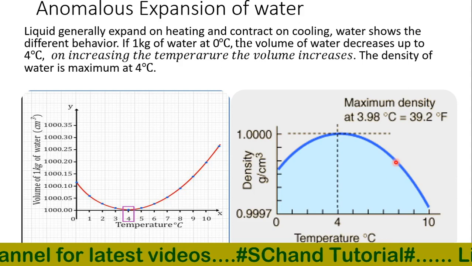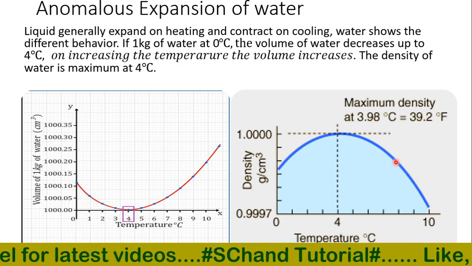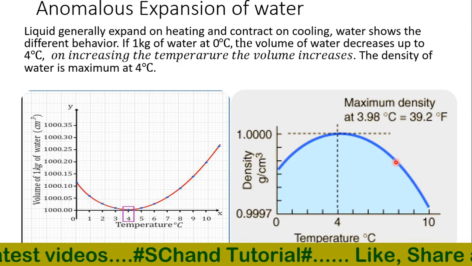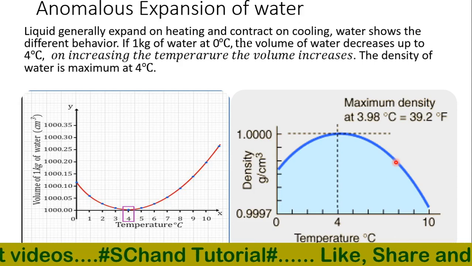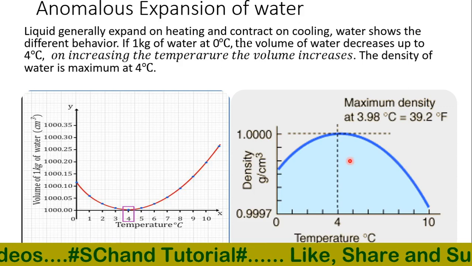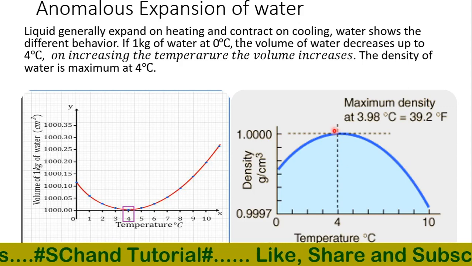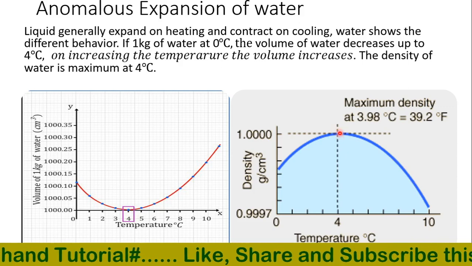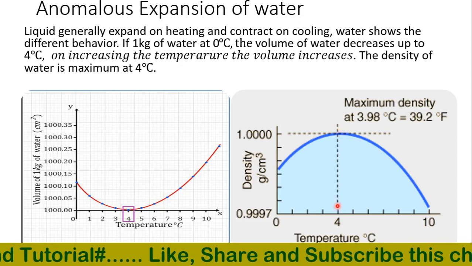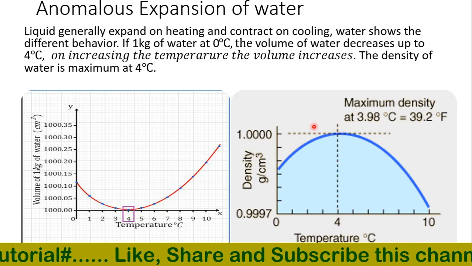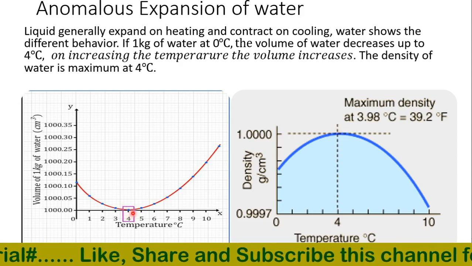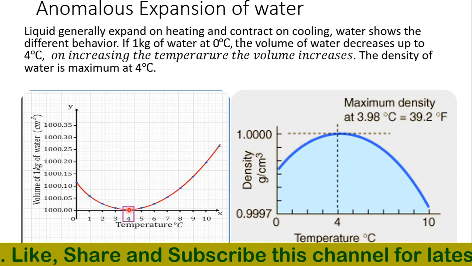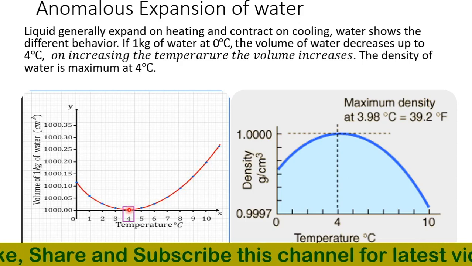From this we can say that water has the minimum volume at 4 degrees Celsius and it has a maximum density at 4 degrees Celsius. So it is clear from both the graphs here. Maximum density at 4 degrees Celsius, that is 1 gram per centimeter cube, and minimum volume at 4 degrees Celsius. So this is about the anomalous expansion of water.